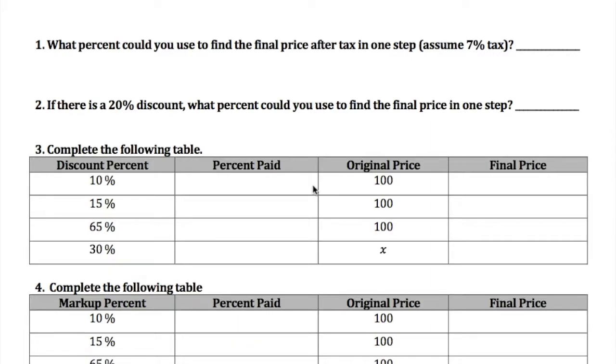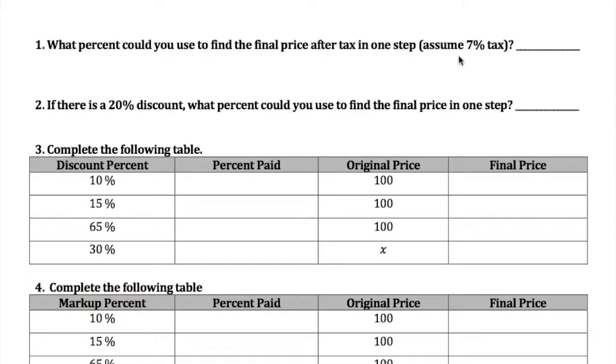Welcome back, everyone. In this part B of our lesson on markup, discount, and tax, we're going to be looking for some shortcuts that might help us solve problems with a little less writing. The question here asks, what percent could you use to find the final price after tax in one step? Let's assume there's a 7% tax.